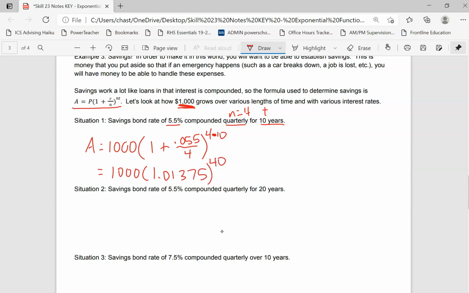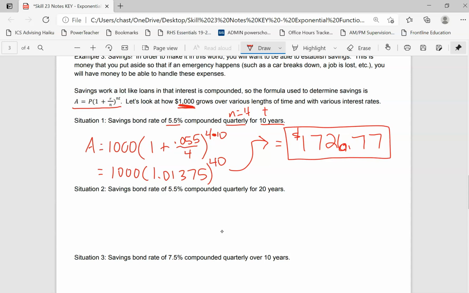Exponent is 40. So now I'm just going to take my 1.01375, raise it to the 40th power, and multiply that by 1,000, and I'll have $1,726.77 in my account after 10 years in this scenario.